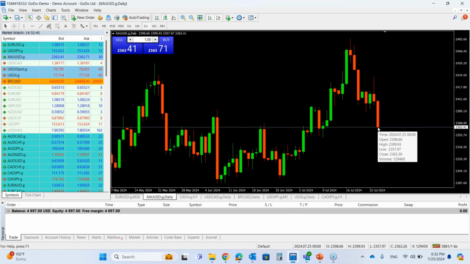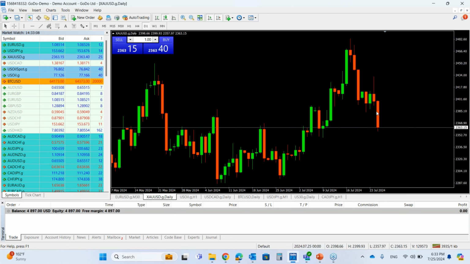So the highest was like $1 above this. This is a very big down move. Of course, this was because of the American news that came on 4:30 Dubai time, which encouraged the movement of the US dollar against gold.